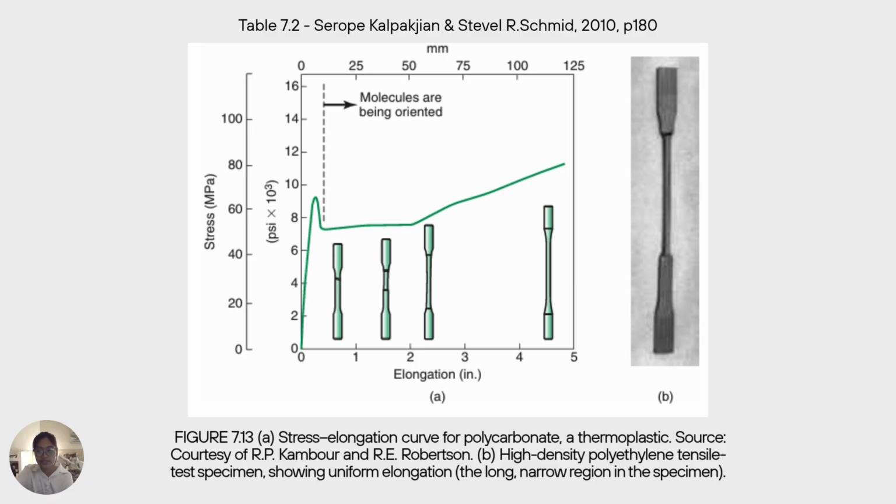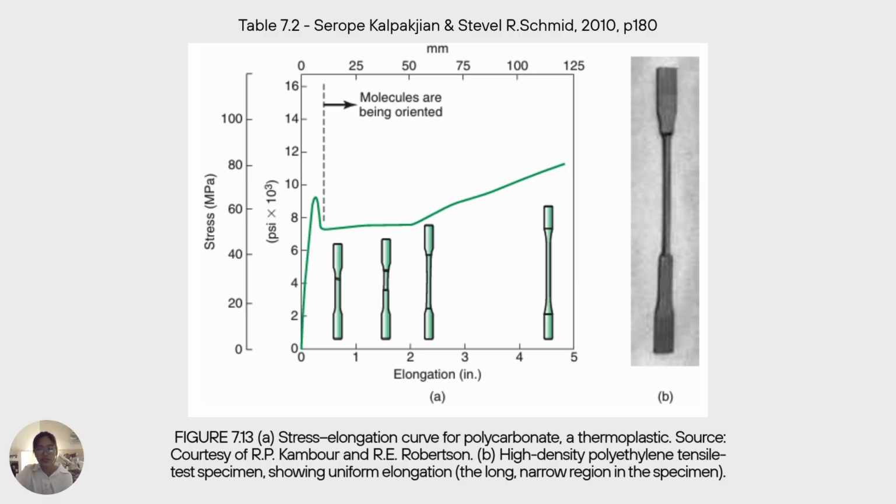At the start of the test, there's a linear region where stress and strain are proportional. This corresponds to the elastic region, where the deformation is fully recoverable if the load is removed. Next, we observe a yield point, where the polymer begins to deform plastically. Beyond this point, molecular chains start to uncoil and align in the direction of the applied stress. The figure labels this as molecules being oriented.